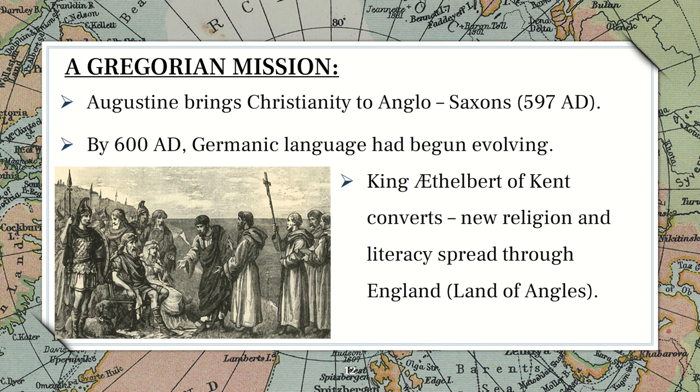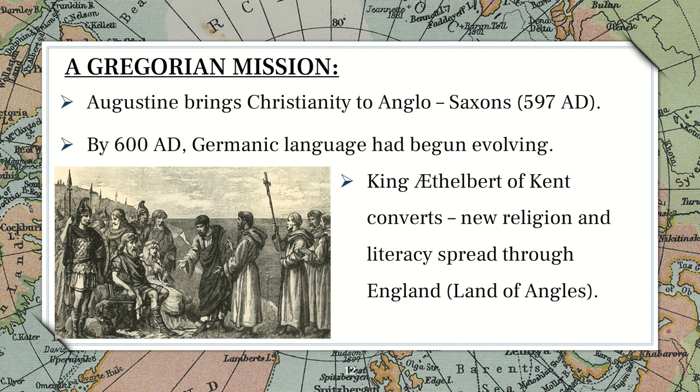In 597 AD, Pope Gregory sent Augustine with 40 missionaries to bring Christianity to the Anglo-Saxons, who were pagans. The Celts, to some extent, had been converted to Christianity during earlier times, but the Anglo-Saxons were the people who needed to be converted on this mission. King Ethelbert of Kent was successfully converted by Augustine, and his influence allowed him to spread the religion as well as literacy throughout England, the name which came from Anglaland, or the land of Angles.